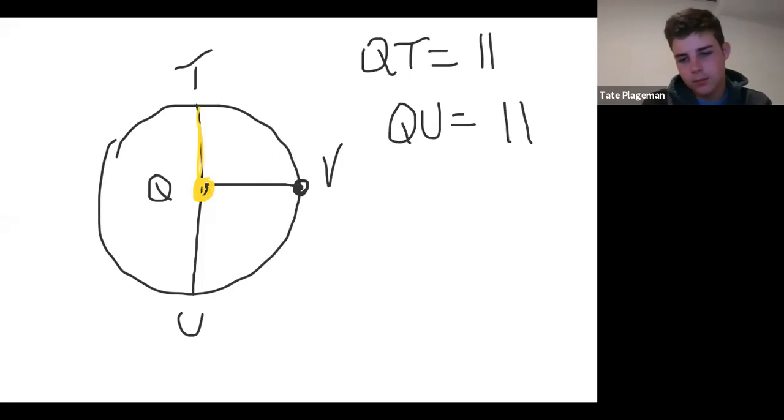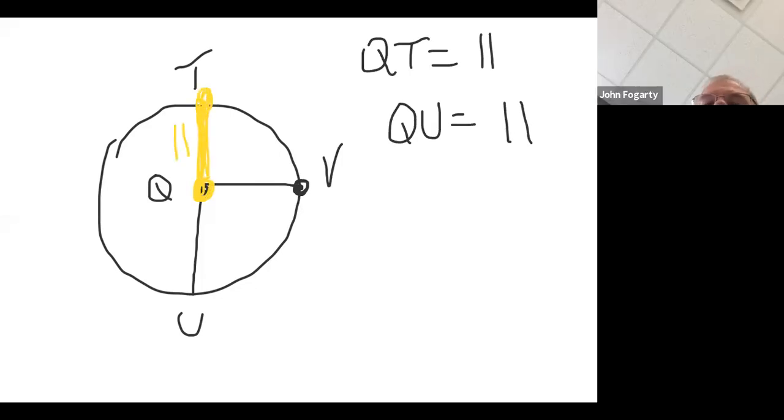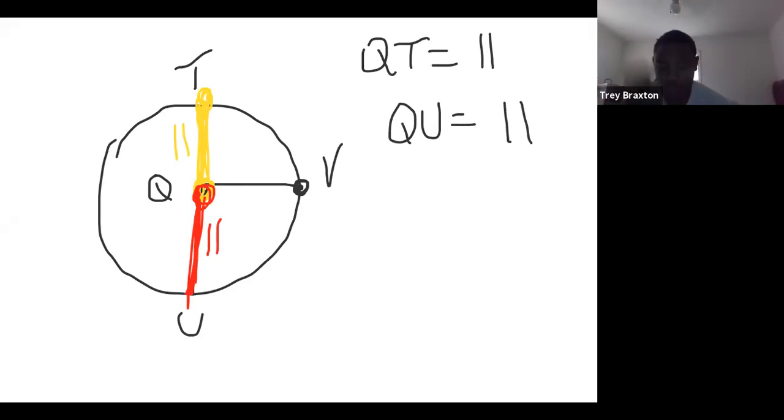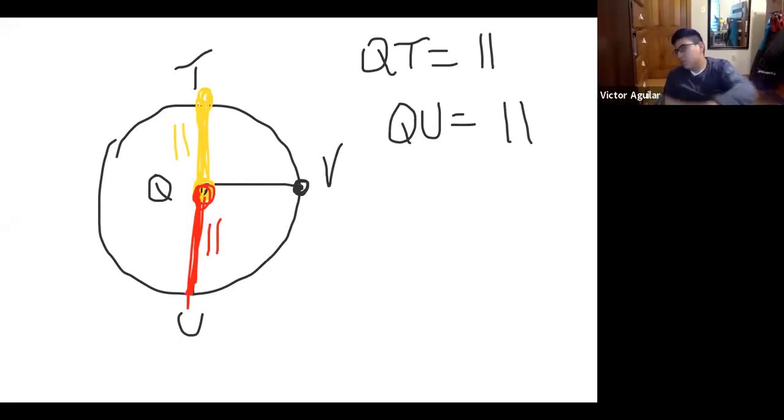Congruent. So QT is a radius, and so is QU. So since they're both radii, they're both congruent. So they both have to be 11. Does that make sense to you guys? Yes, sir. Everybody following that? Yes, sir. That's not too bad, right?